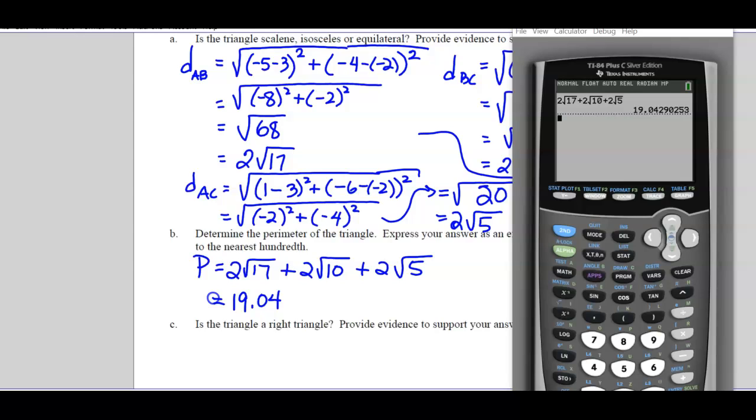Yes, honey. I can't hear you. Fraction? I don't know how. You're irrational, so you can't. It'll be rounded.